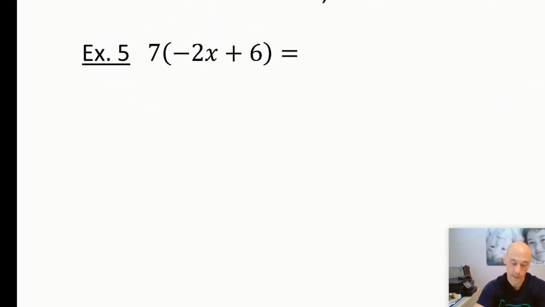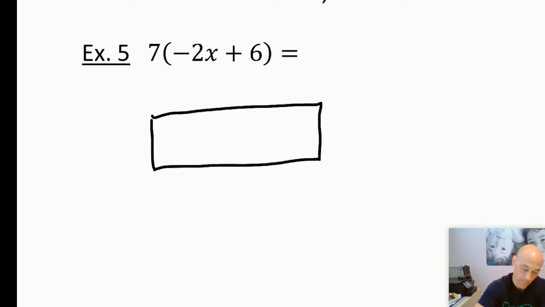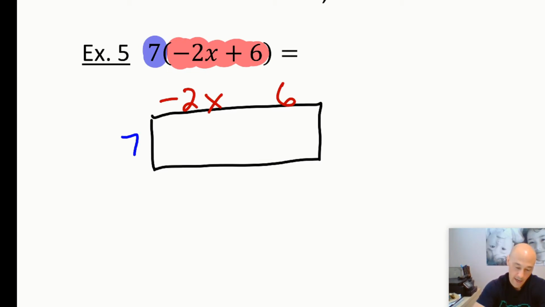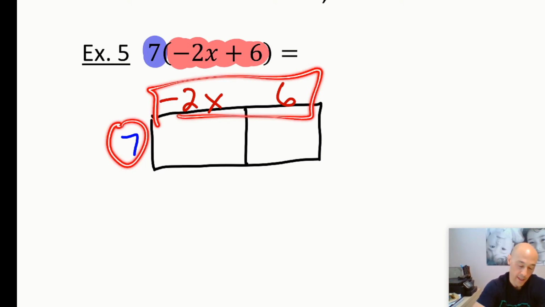So let's have a look at this. The way that we do this is we set up a rectangle, and we have our 7, and then we have our -2x plus 6 right there. So my 7 I'm going to put right here, and then I'm going to have -2x and 6. So that's a positive 6 because I didn't put a negative on it. So this is the height or the width, and this can be the length.